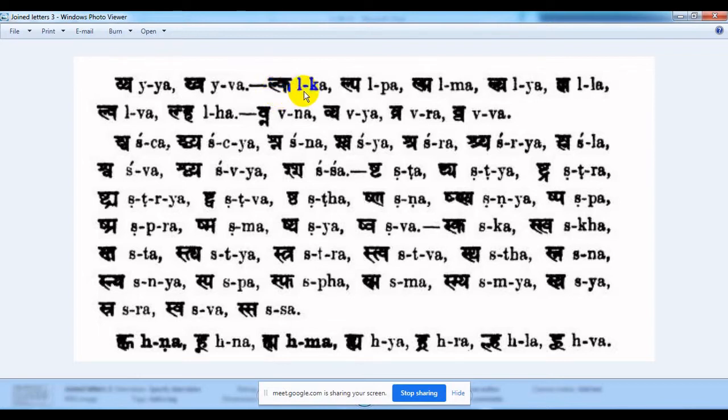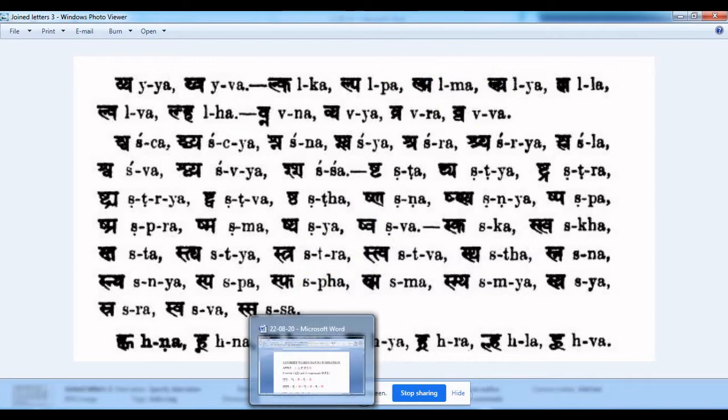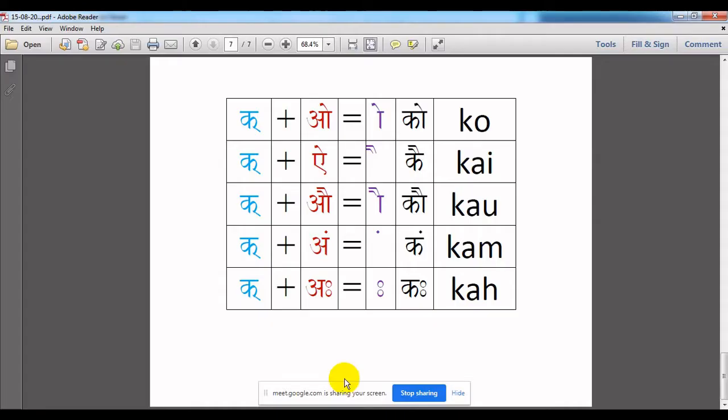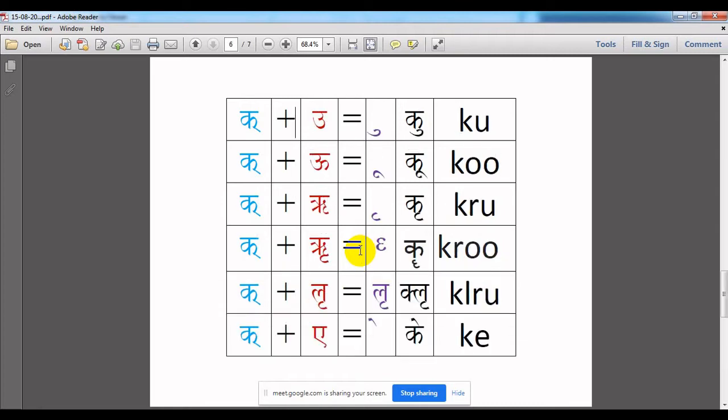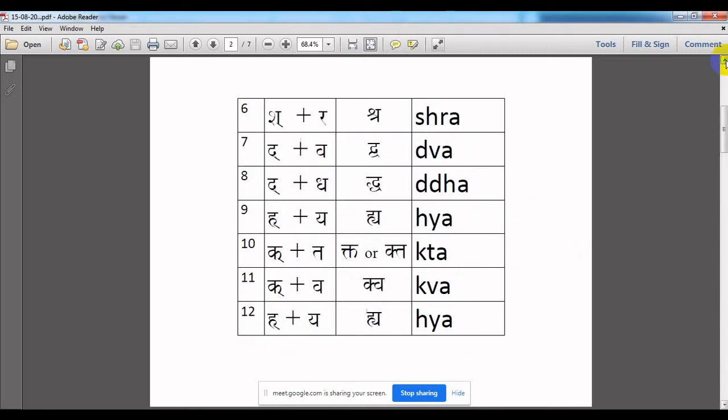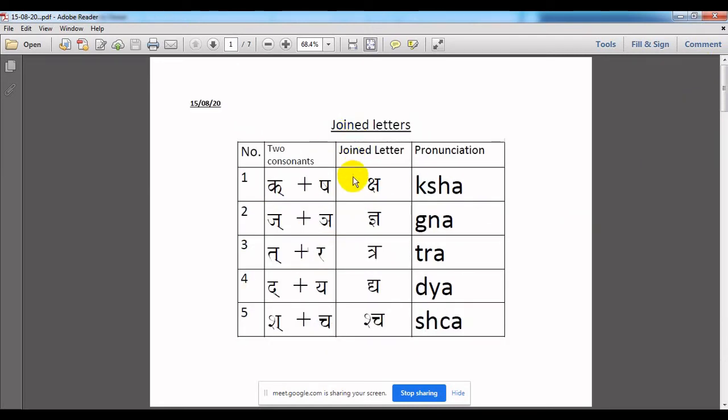The third one is, you can see LKA is written, means alka, right? Then LPA is alpa, you put a just before this. Then alma, then alya, like this so many mixed letters are there. I already gave you this kind of mixed letters in the last class. Here in this slide you can check, these all are mixed letters. Sra, number 6, sa plus ra, sra; da plus va, dva; da plus dha, ddha; ha plus ya, hya.